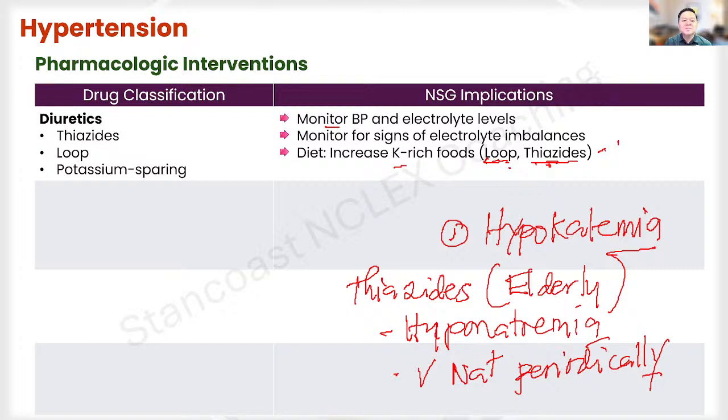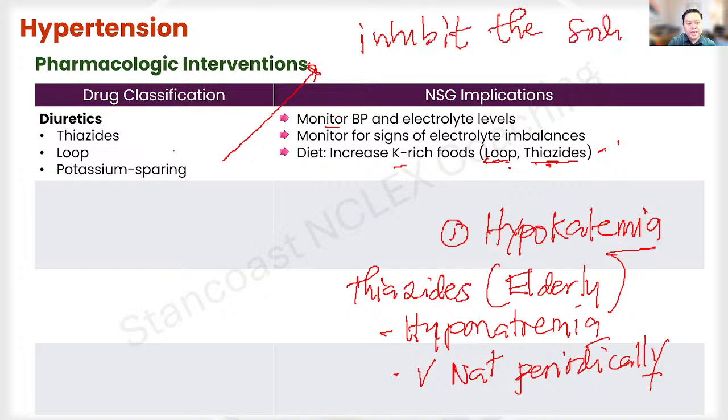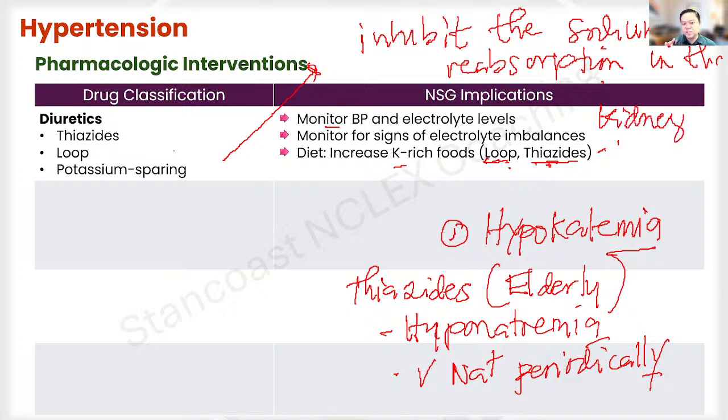All right, microphone on. Now let's talk about the effect of the loop diuretic. Remember that the loop diuretic will remove the fluid. This will inhibit the sodium reabsorption in the kidney tubules. Okay, in the kidneys. So that is the general effect of these diuretics.